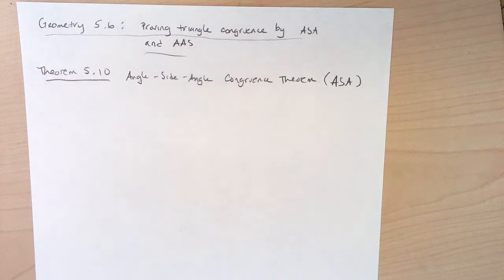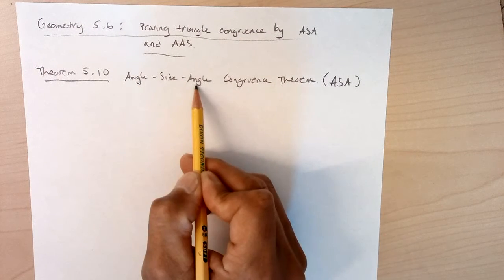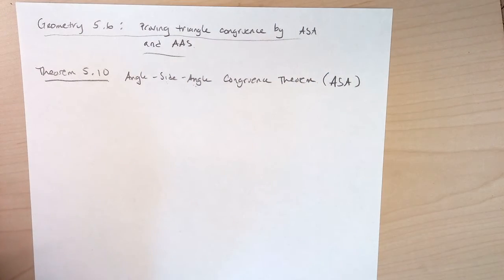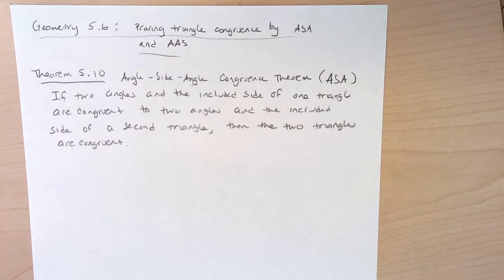So the last two theorems that you could use for proving two triangles congruent, one of them is the angle-side-angle congruence theorem, or just like with the other theorems, we have the abbreviation ASA. But just like with the other theorems, the order here is important. It's angle-side-angle. The side is included between the two angles.